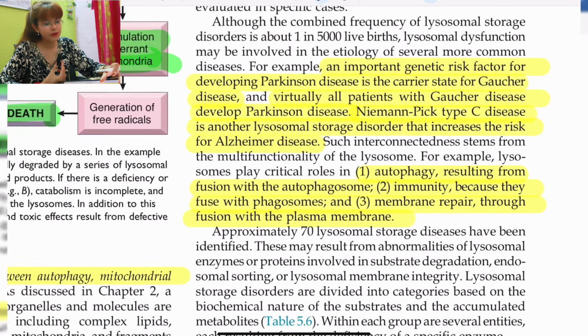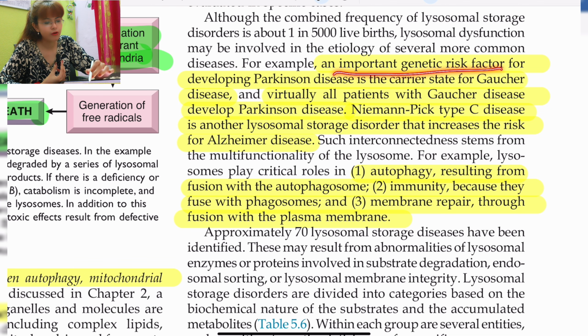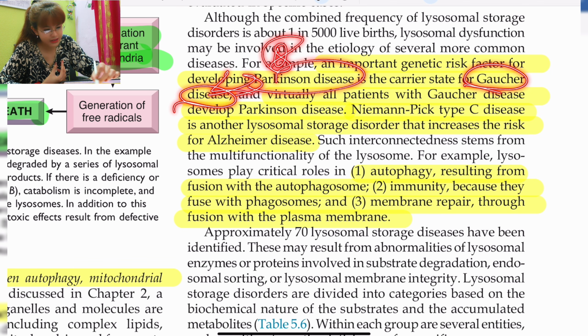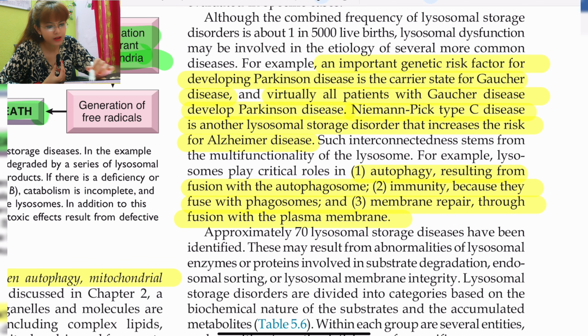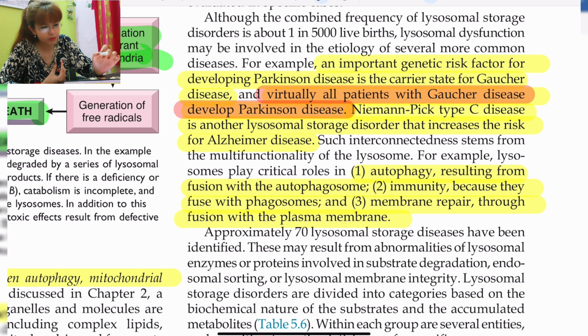So here you must remember that an important genetic risk for developing Parkinson's disease is Gaucher's disease. So Gaucher's disease and Parkinson's disease are interconnected. Very very important point. I would like to highlight that virtually all patients with Gaucher's disease develop Parkinson's disease. A very very important point.